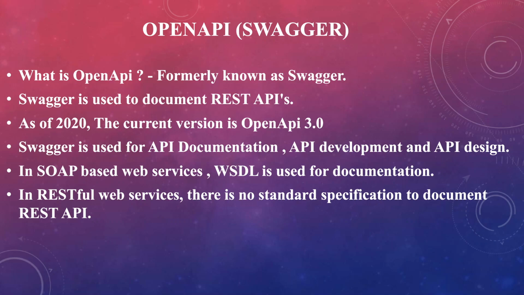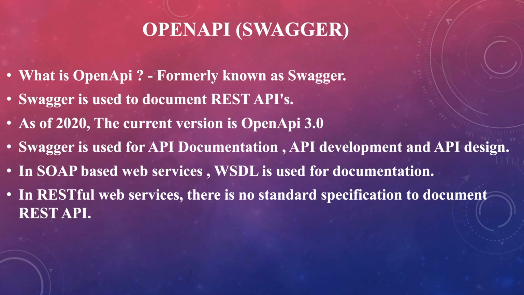And this document is then passed onto the client, and then the client can make use of it and invoke the REST API. Mostly the file format is either JSON or YML. So OpenAPI is one of the documentation tools that we can use to document all our REST APIs.